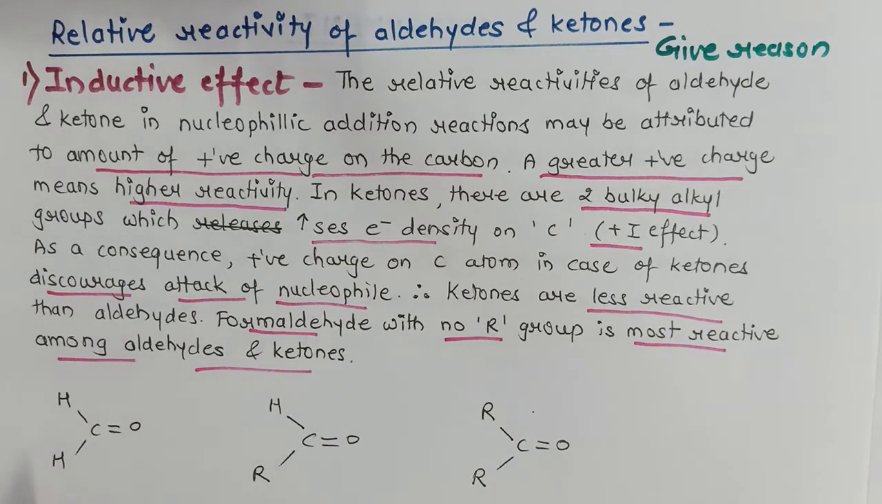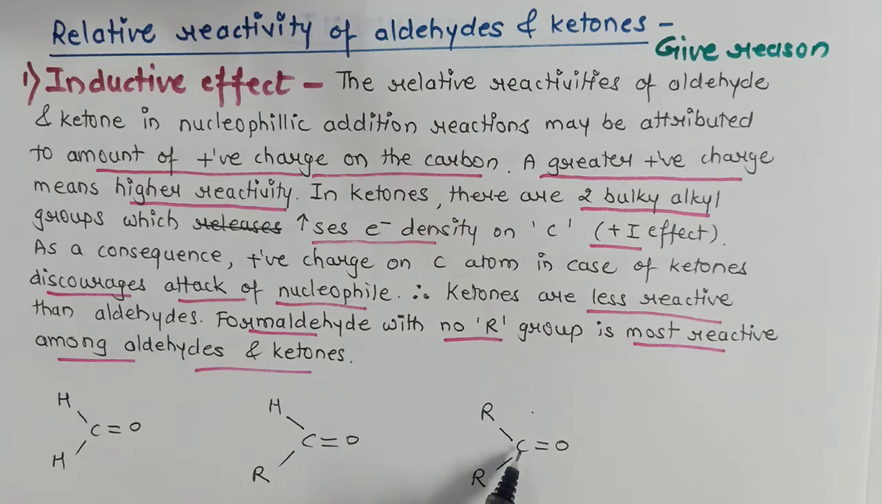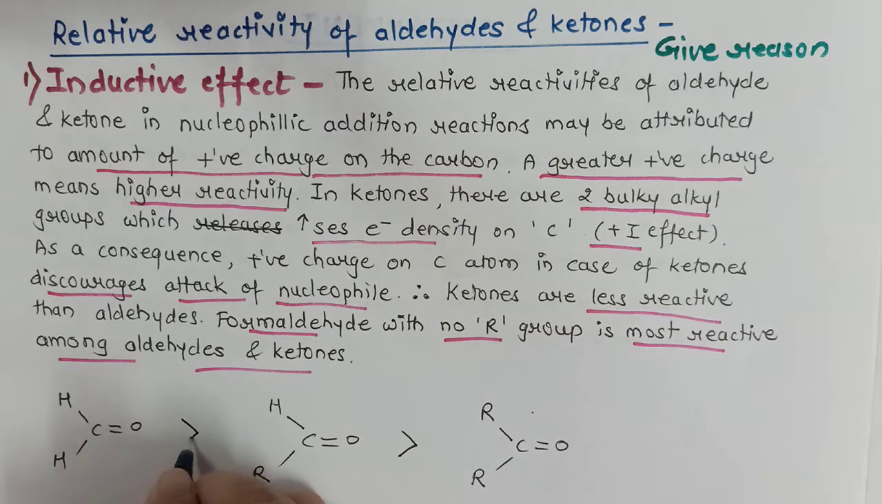So I have shown you the example of formaldehyde, an aldehyde other than formaldehyde, and a ketone. Just now I told you that in ketone, the plus I effect of two bulky alkyl groups will increase the electron density on the carbon atom. As a result, they become the least reactive. In formaldehyde, there is no bulky alkyl group. Therefore, the carbonyl carbon can easily undergo nucleophilic addition reaction. It is the most reactive aldehyde.